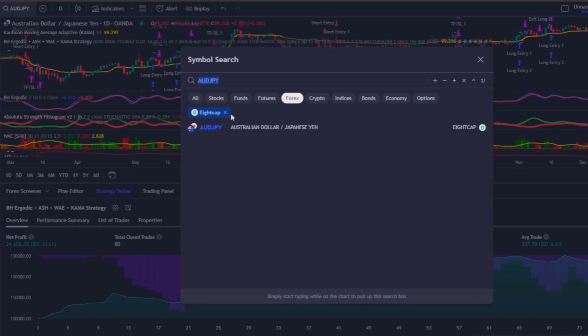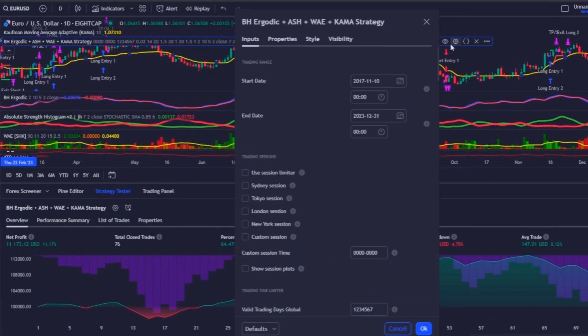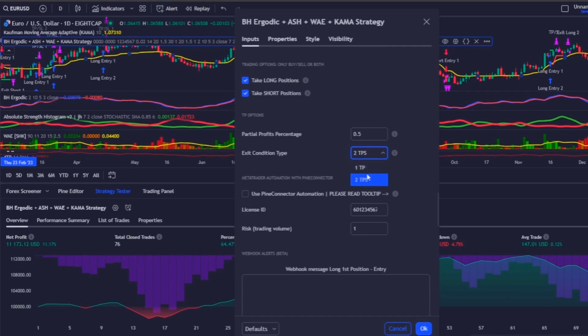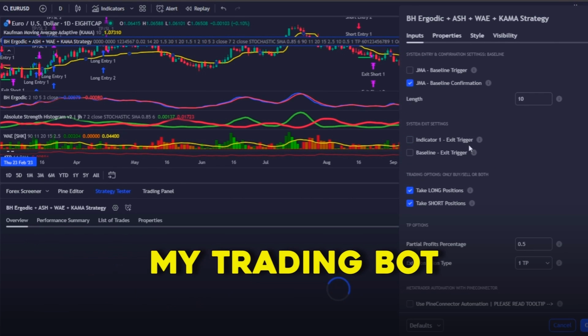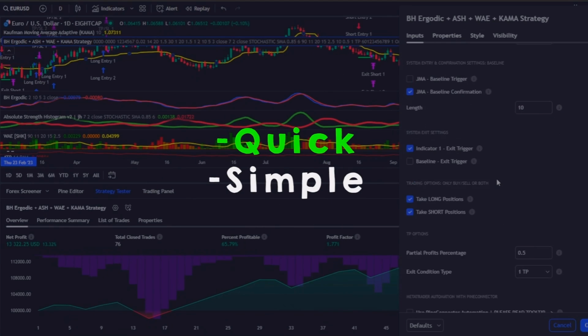Of course, you can test this strategy with other settings and rules to try to increase its efficiency even further. And you already know that you can use my trading bot to do that in a quick, simple and efficient way.